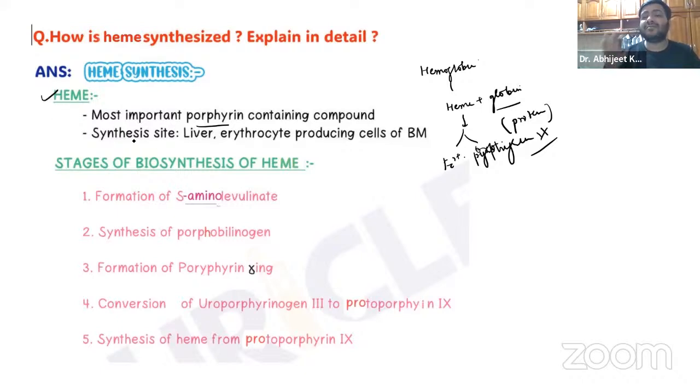So, where is this heme synthesized in our body, guys? Again, a very important question. It is synthesized in the liver. It is synthesized in the erythrocyte-producing cells of the bone marrow, right? The bone marrow produces erythrocytes, and this is synthesized there.